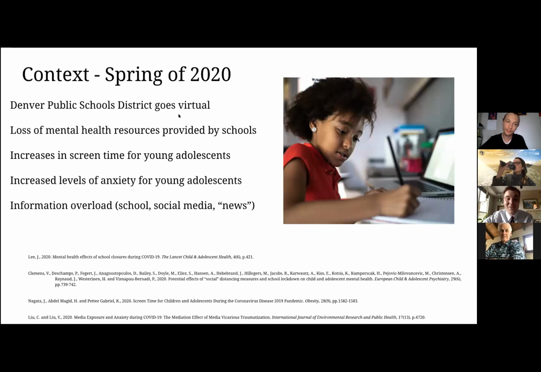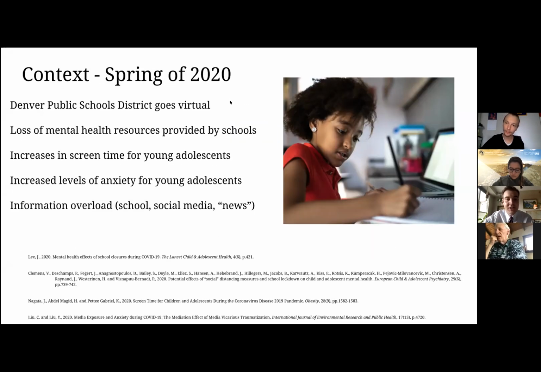And last spring, all the Denver public schools went virtual. Obviously, all schools did for the most part. And what we didn't anticipate was that this was going to be a loss of mental health resources provided by schools, or at least I didn't personally know that that was going to be a factor in schools shutting down. But most students who access a mental health resource do so through their school. And obviously, it's much harder to have confidential meetings and so on if you're Skyping in or Zooming in from home.